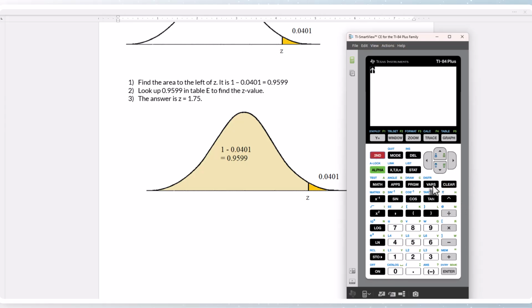Now, if we use the calculator, we do the following. It's second distribution. We go to inverse norm. The area to the left is 0.9599. Leave the mean 0, standard deviation 1, select paste, hit enter one more time, and that rounds to 1.75.